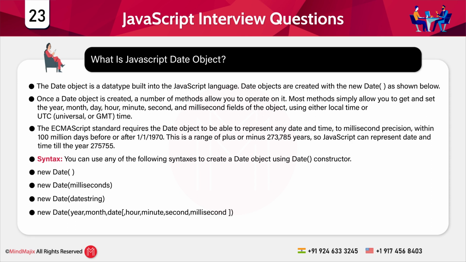The ECMAScript standard requires the Date object to be able to represent any date and time, to millisecond precision, within 100 million days before or after 1/1/1970. This is a range of plus or minus 273,785 years. So JavaScript can represent dates and times till the year 275,755. For example, you can create a Date object using new Date(), new Date(milliseconds), new Date(dateString), new Date(year, month, date), or new Date(year, month, date, hour, minutes, seconds, milliseconds). So using these parameters we can create the Date object.